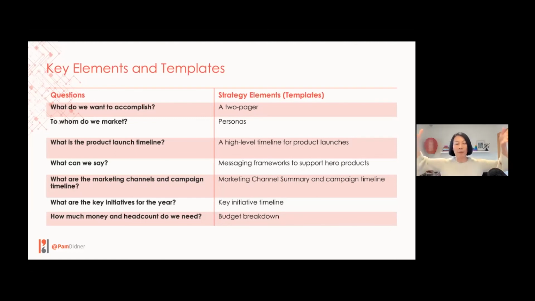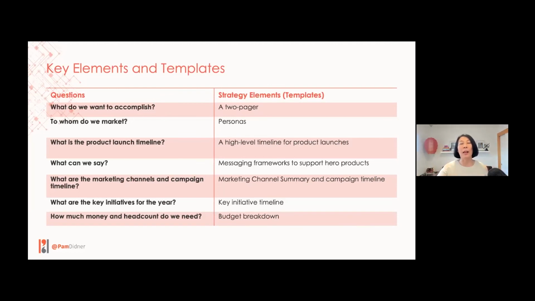What is the product launch timeline? And I actually have a template that you can use to create a high-level timeline for product launches and events. What can we say? That's a messaging framework. I have a template for that as well. What are the marketing channels and campaigns timelines? So again, templates. I have the campaign timeline templates and also the marketing channel summary slides that you can use.